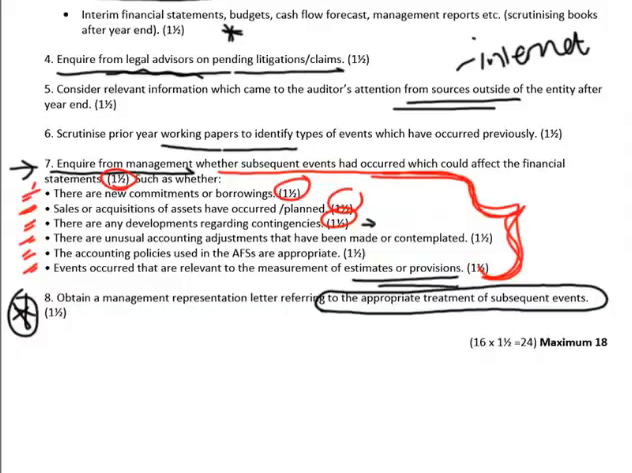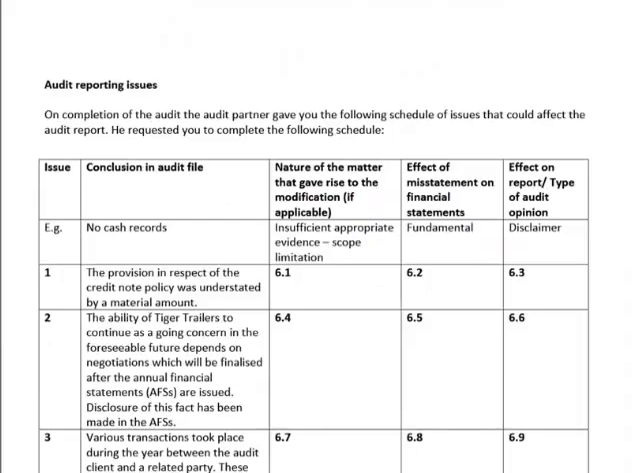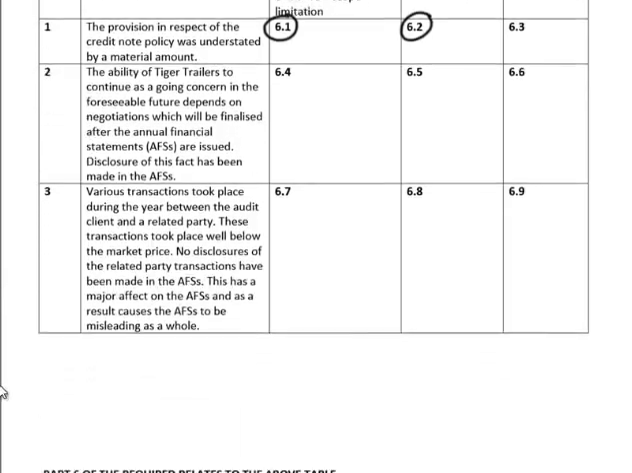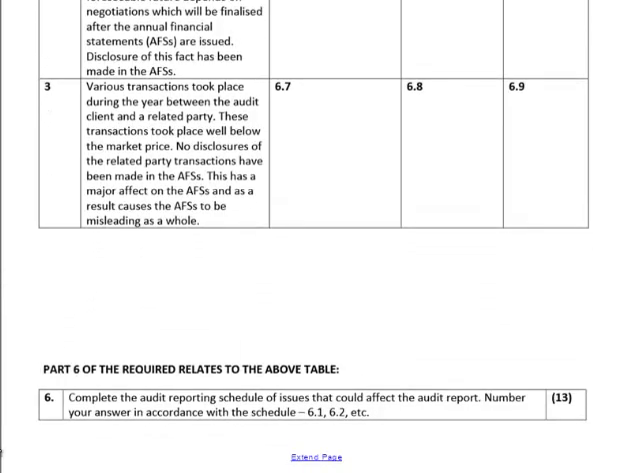Okay, moving on to our last required, 6. This has got to do with audit reporting issues. So it says, on completion of the audit, the partner gave you the following schedule of issues that could affect the audit report. And we see there's a whole bunch of missing things. We obviously need to fill in the blanks here. So let's go down. It says, complete the audit reporting schedule of the issues that could affect the audit report. Number your answer in accordance with the schedule.